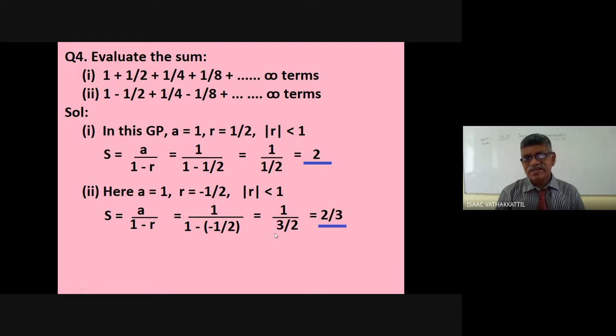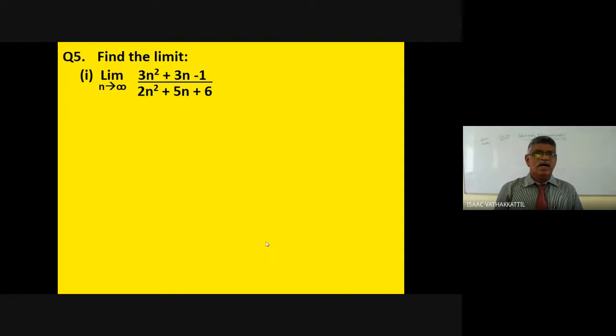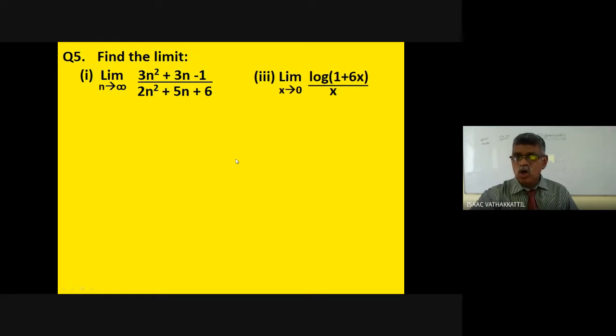That is clear. Sum to infinite terms, you may need to apply in many places. Find the limit n tends to infinity of 3n squared plus 2n plus 1 upon 2n squared plus 5n plus 6. You may need this in some places later also. Limit n tends to infinity. See, if we simply put n equal to infinity, it is infinity by infinity. It is indeterminate. Limit x tends to 0, log 1 plus 6x upon x.